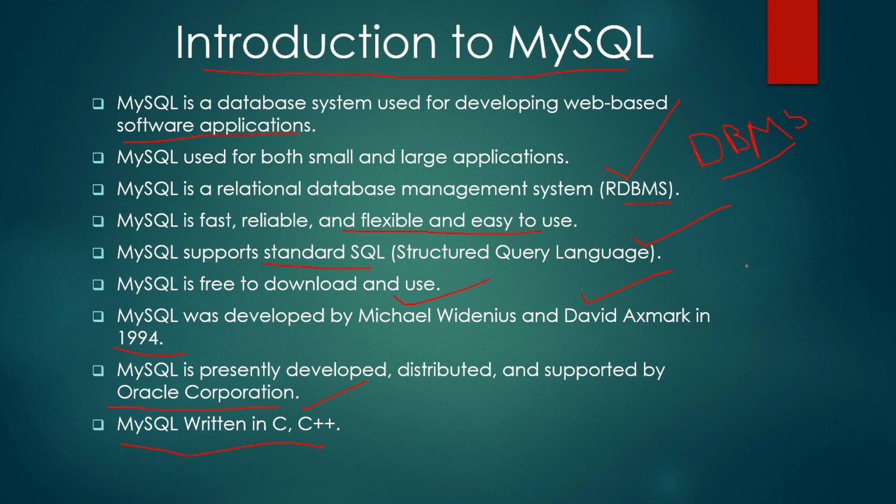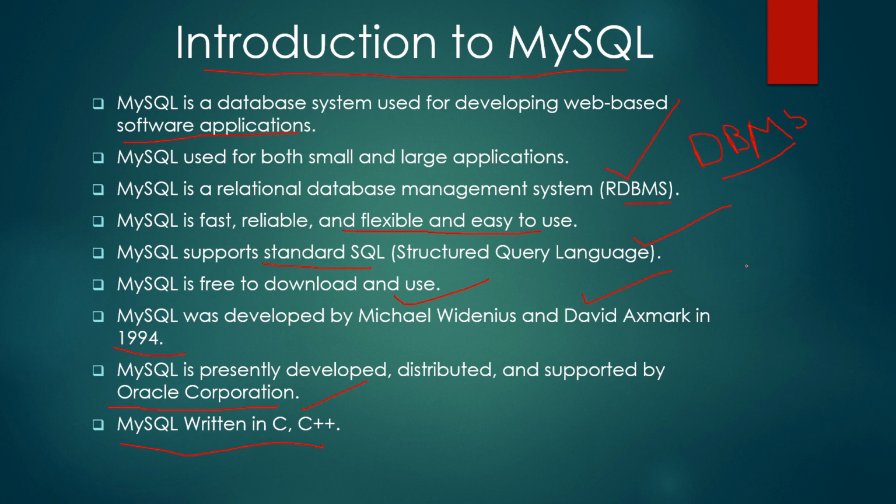So basically, in easy language, MySQL is a relational database management system which allows us to create databases and to maintain that database. Maintain means we can store data, we can retrieve data, we can update, we can delete, and we can perform some more operations.